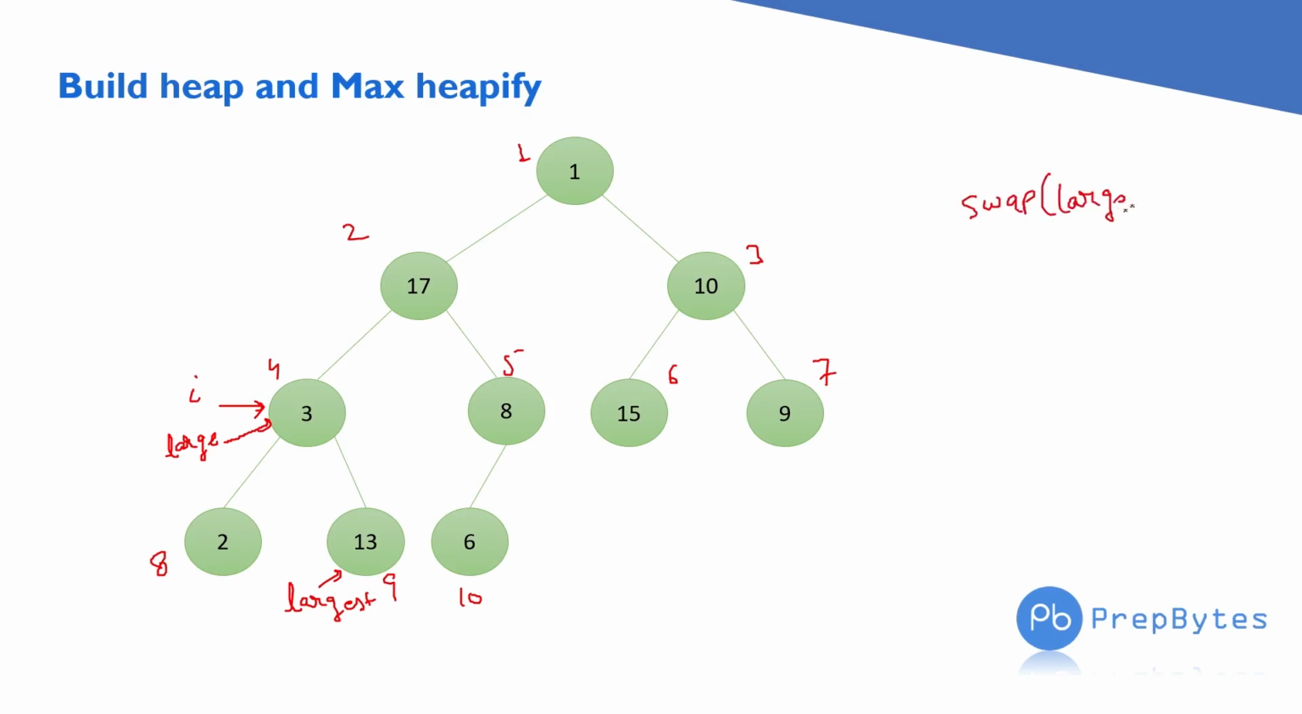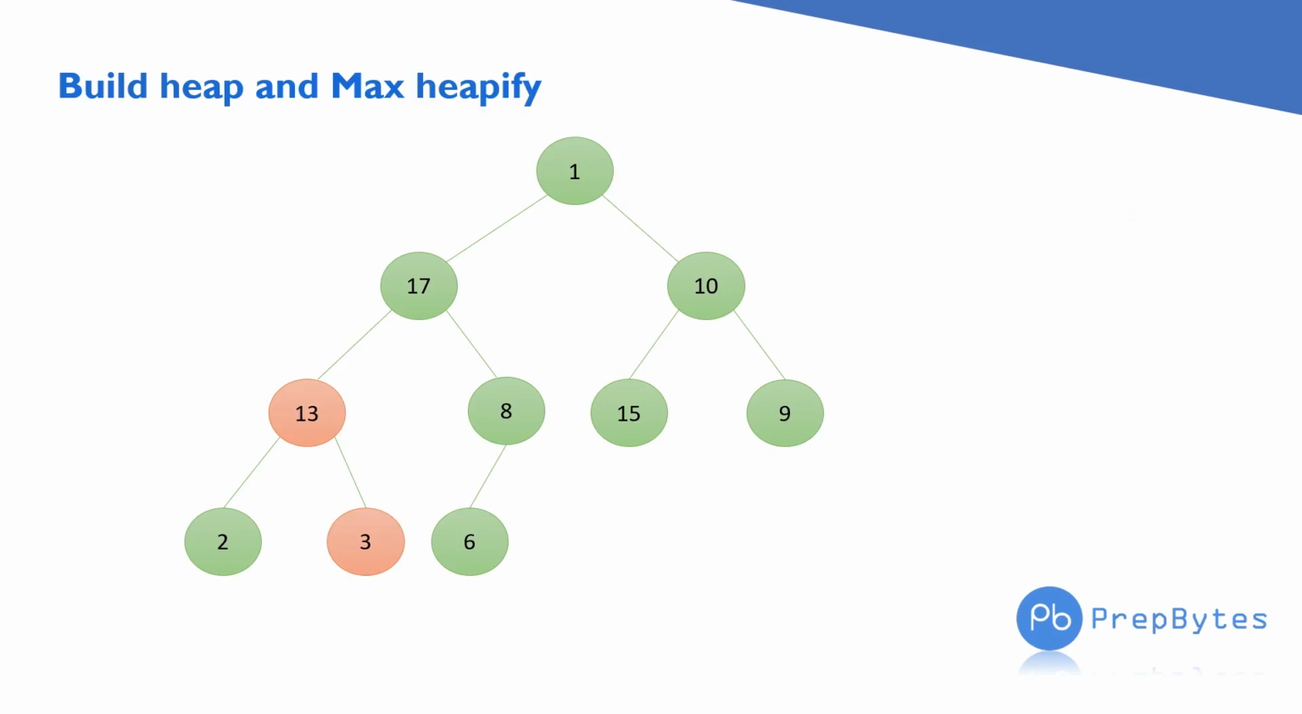Correct? Largest and i. Once you swap it, 13 will be swapped with 3, and we have to call max heapification again, because this is nothing but recursion. So we have to call the max heapification process again on that 3. But since it is a leaf, it always follows the max heap property. So we will just simply return. So the next tree that we will get here is this one. So 13 and 3 are swapped. And when the heapification process is called on 3, it will see that it is a leaf and it will simply return. So this one is done.